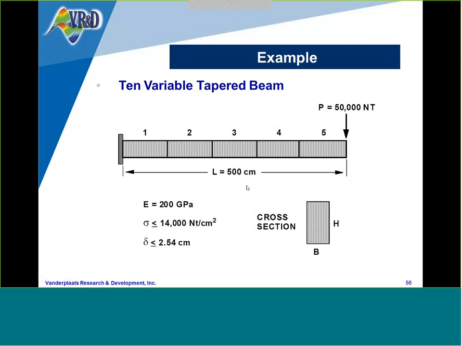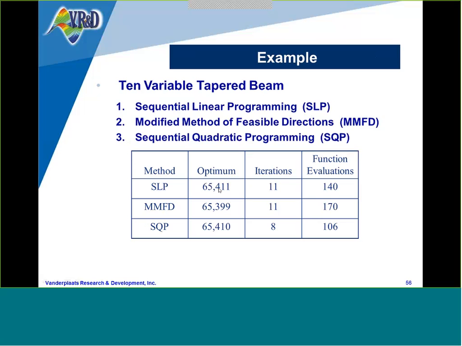Now let's look at the same cantilevered beam with 10 variables, height and width of 5 segments. We'll look at SLP, modified feasible directions, and SQP. They all get about the same design. They all take about the same number of iterations and the same number of function values. Don't look at this too close and say, well, SQP is always most efficient. If you change the problem just a little bit, you may find that one of the others is more efficient. But this is typically, this is 10 variables. When people ask me how many function evaluations it takes to do optimization, I usually quote 10 times the number of design variables plus 40 or 50, and that's about what we have here.